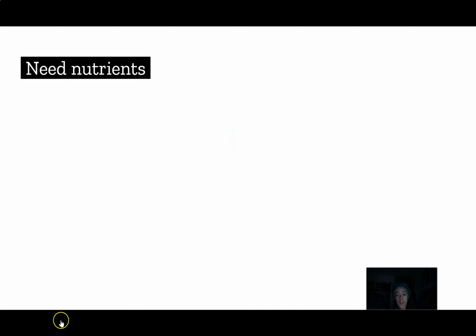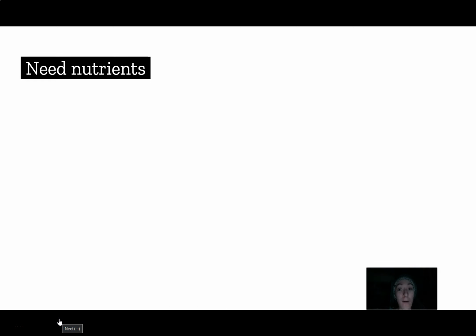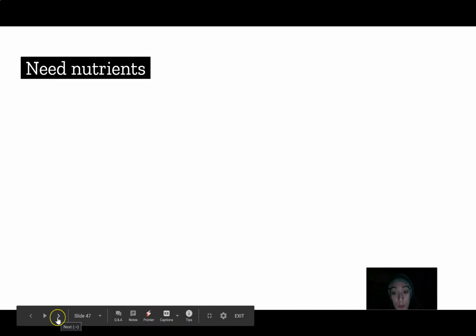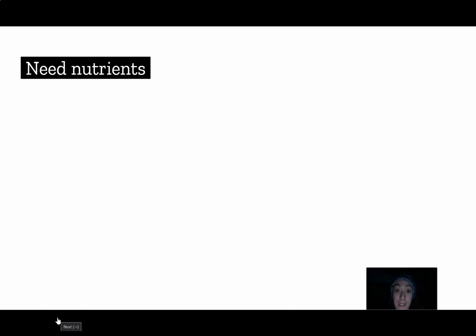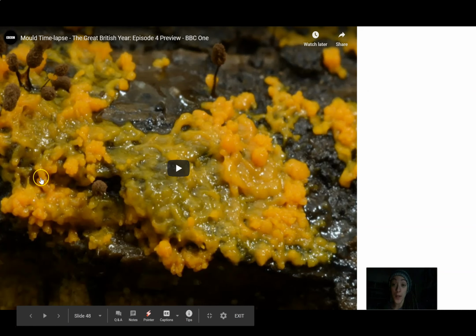Okay, and then the last requirement of living things is that they need nutrients to survive. Again, this one might be pretty obvious because we have to eat or we'll starve to death. Same with animals. Same with plants, right? Plants have to get nutrients in the soil, and they have to have sunlight and water. If you don't water your plant or you don't give it enough sunlight, it's going to die. So same with all living things. So here's a quick example of fungi, where fungi gets its nutrients from.